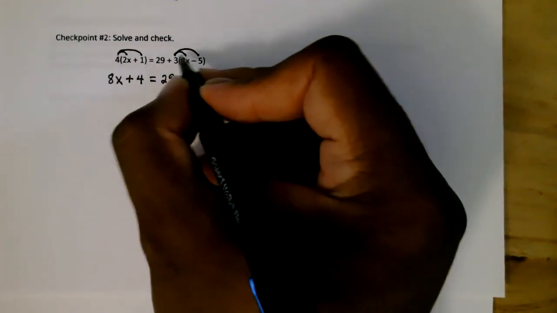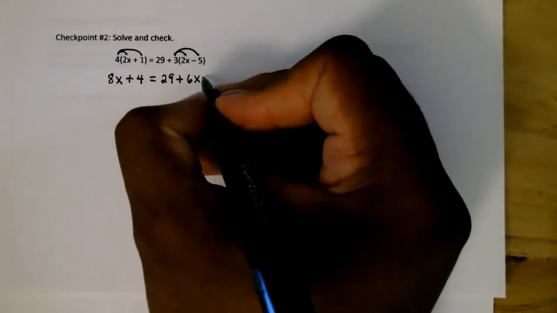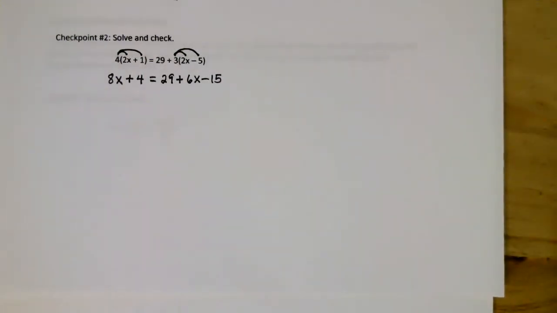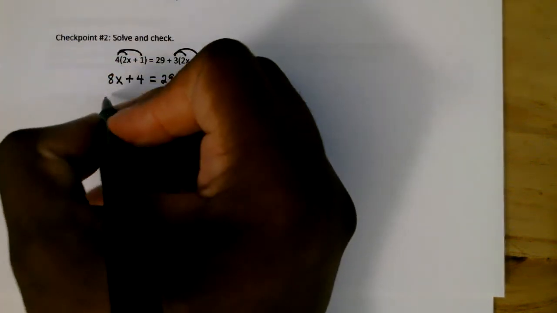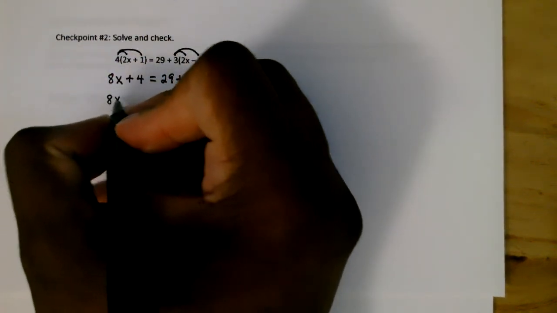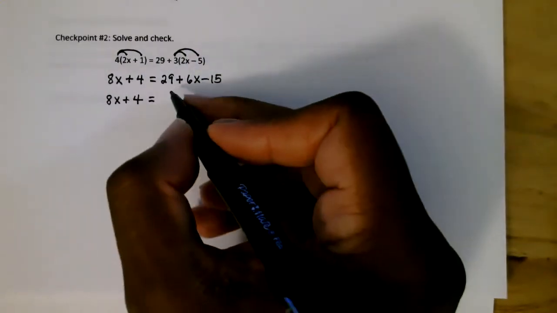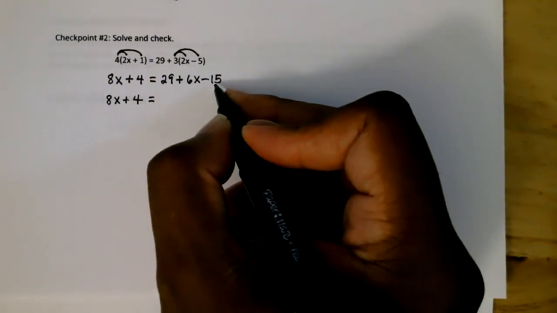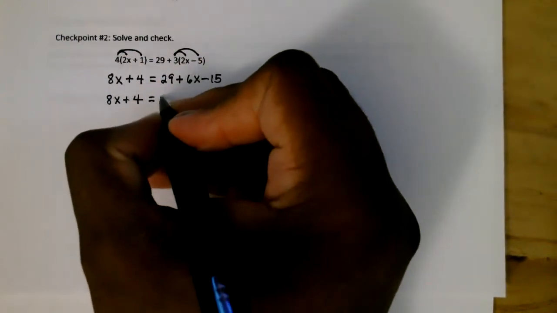And then 3 times 2x is 6x. 3 times the minus 5 will be a minus 15. So on the right side, I got 29 plus 6x minus 15. The left side is already simplified, so I'll just bring down the 8x plus 4 because I had nothing to combine with, but I do have something to combine on the right side. 29 minus 15, that's going to be 14.